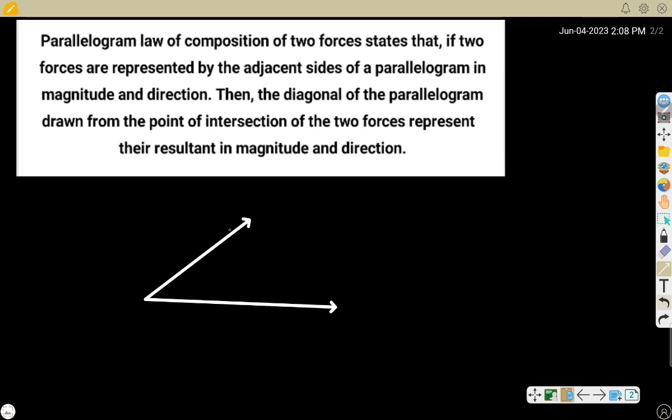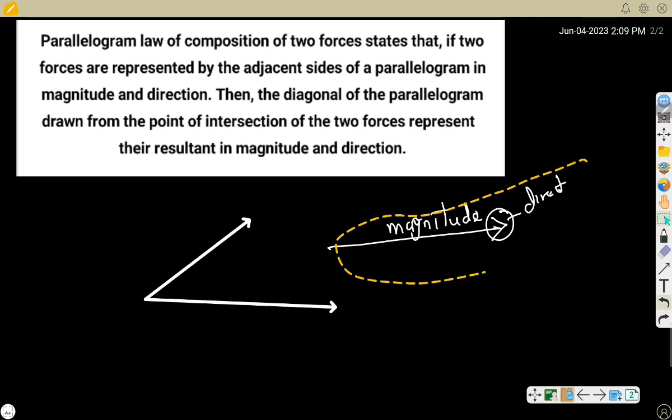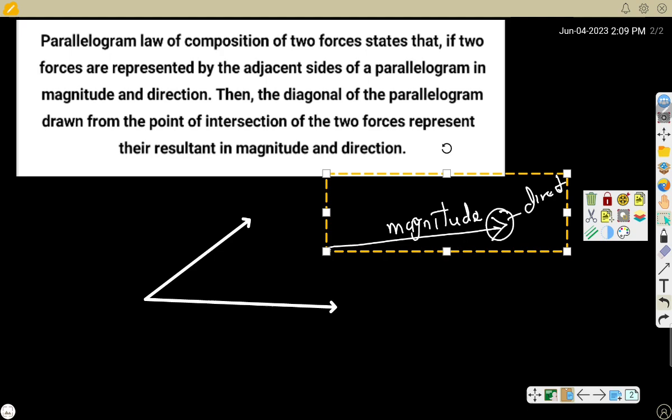You will see a vector must have a length and arrowhead. So that arrowhead is the direction, while the straight line is the length, which is the magnitude. So this line is magnitude, while this arrow is direction. So that is what the magnitude and direction means.